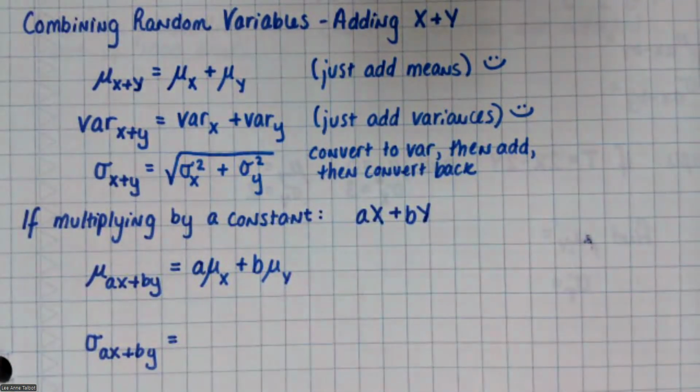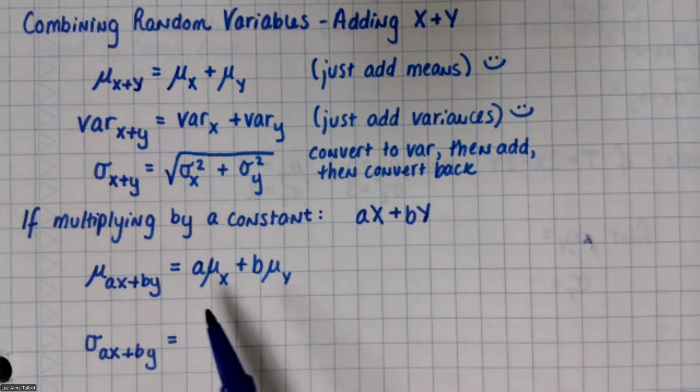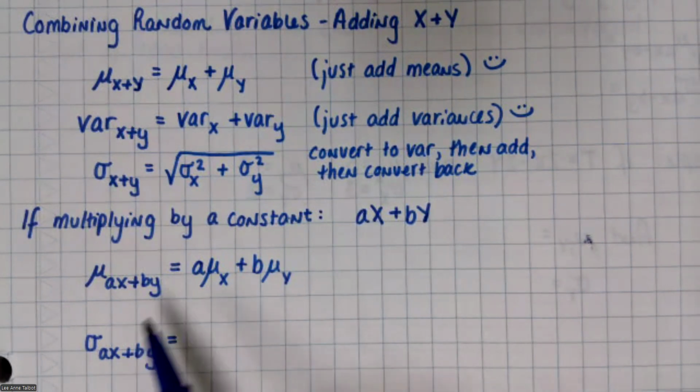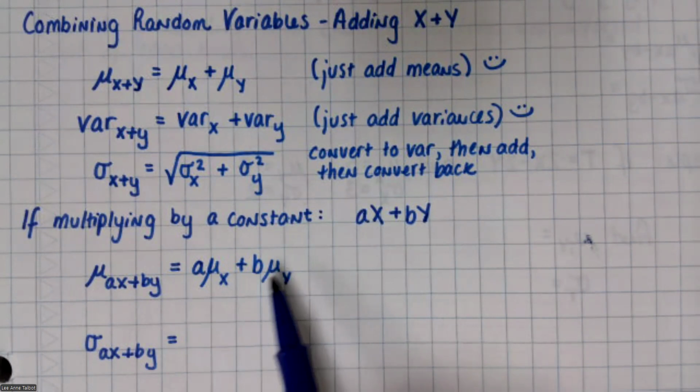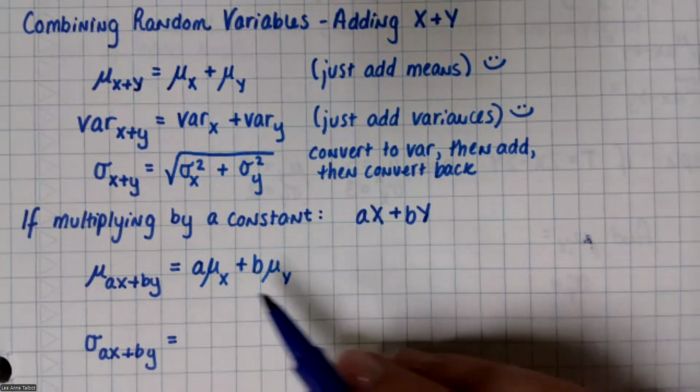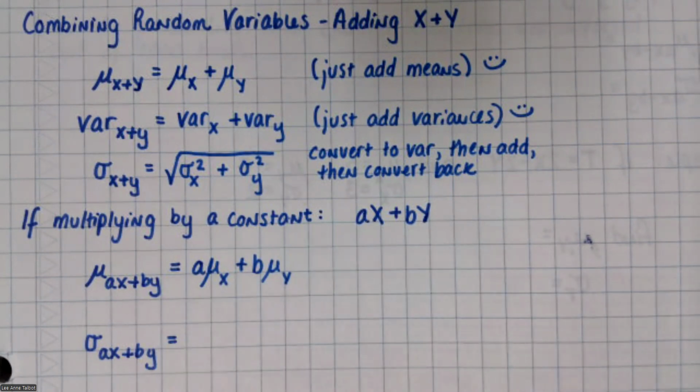What this is saying is if you have to multiply by something, multiply before you add the means together. So multiply the mean of this, multiply the mean of that, and then add them. This is like an order of operations formula here.